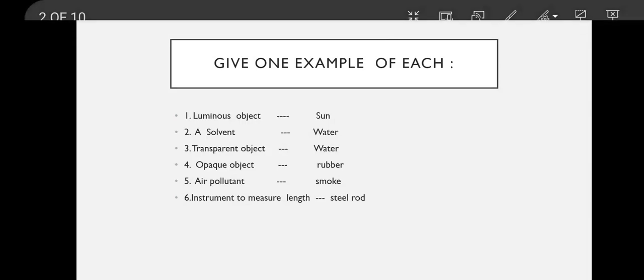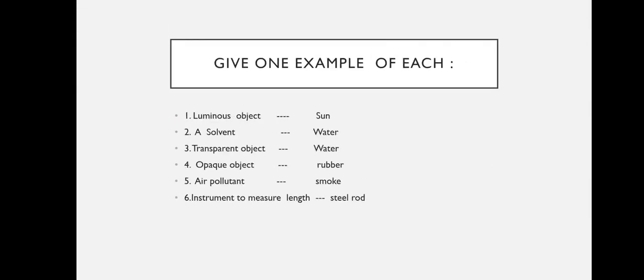Question number first. Give one example of each. First, luminous object. And the answer is sun. Second, a solvent. And the answer is water. Third, transparent object. Answer is water. Fourth, opaque object. Answer is rubber.